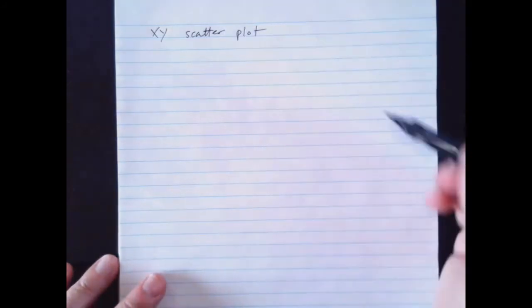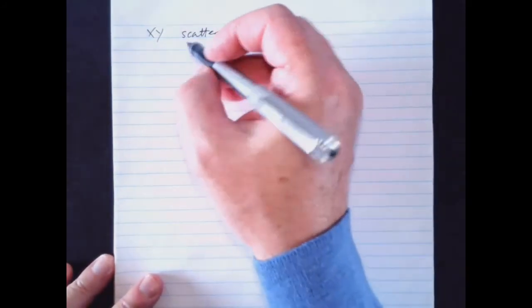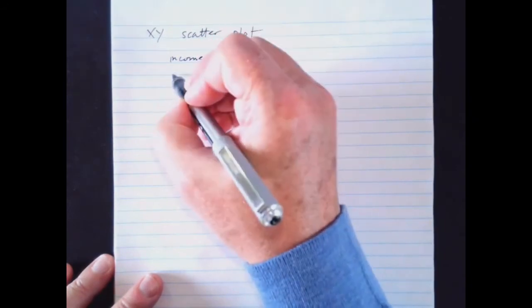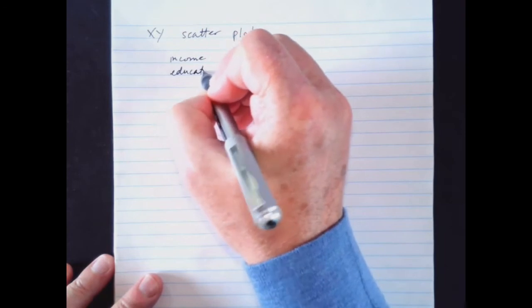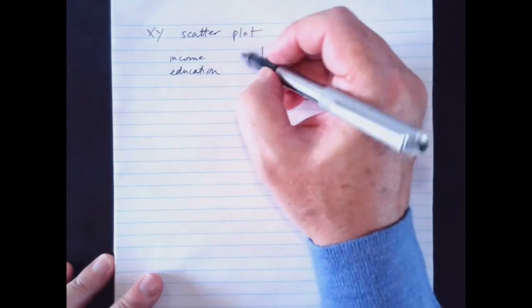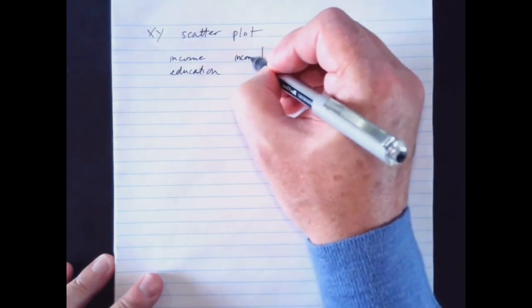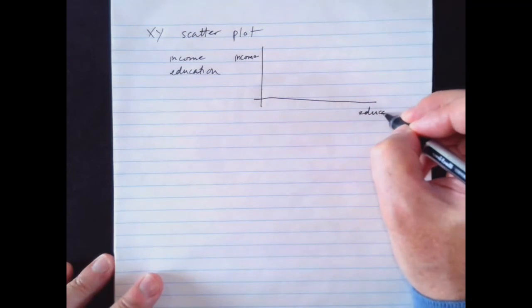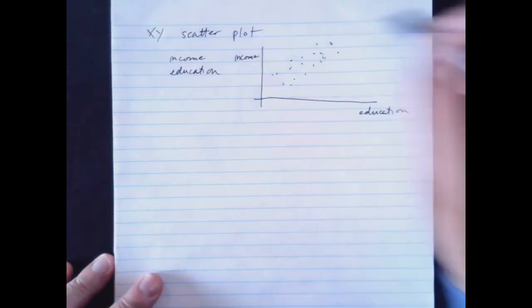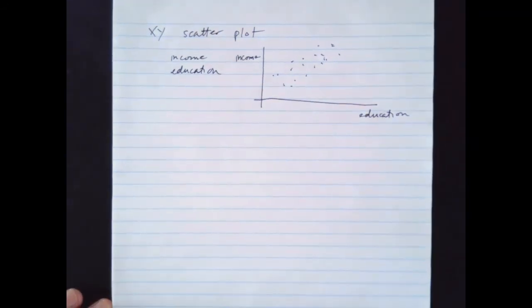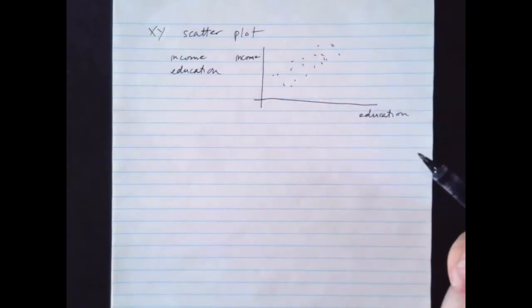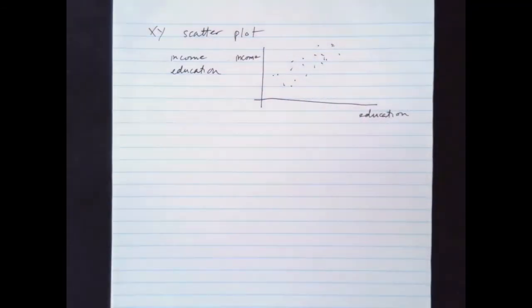So if we have, let's say, data on income and level of education, a very simple way of checking whether they're related is you've got income and you've got education, and then you plot the two together, and maybe the scatter plot looks something like that. So there's a tendency for people with more education to have higher incomes.